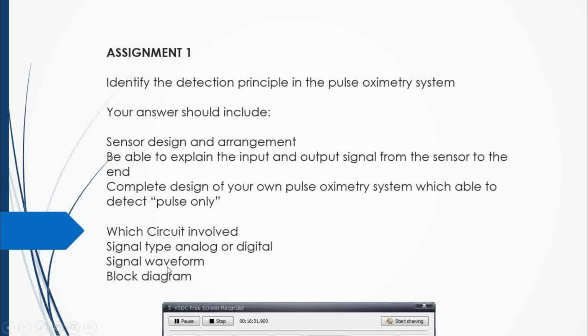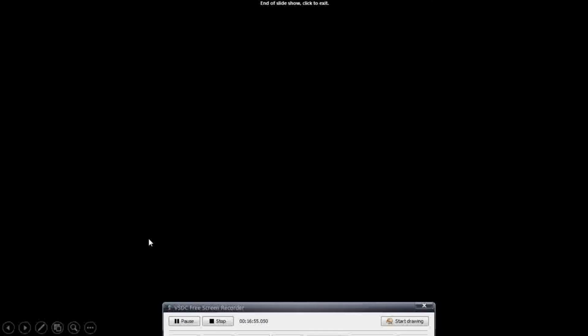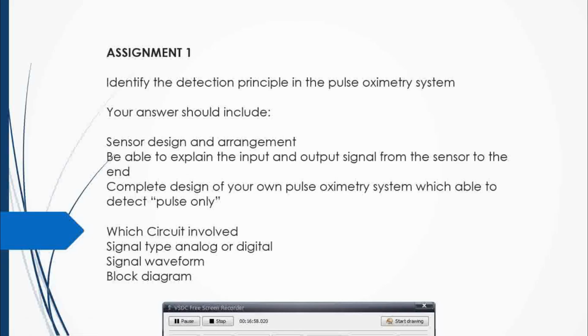And then the signal waveform, how the waveform looks like, from the beginning until the end. The end one obviously will be digital, right? Going up and down, so a 1-0 signal. And then you also have to include the block diagram. If I were you, firstly I will draw the block diagram, and then I will identify which are the components and circuits involved, and then I will try to understand the signal coming out and insert it into the next circuit, and then the next circuit until towards the end.